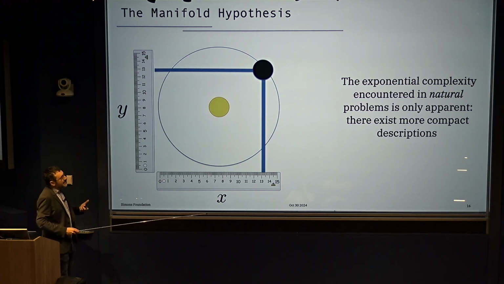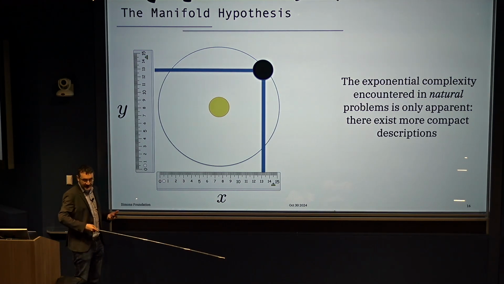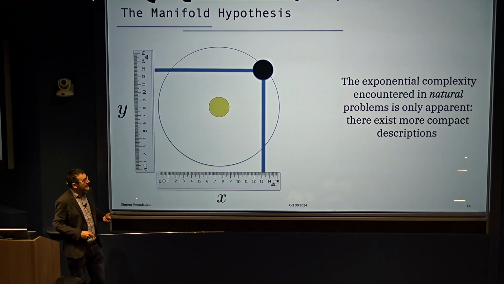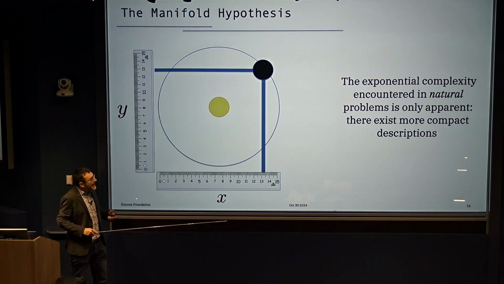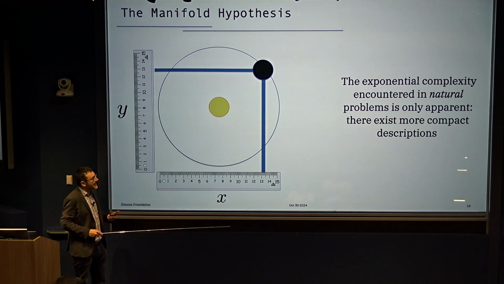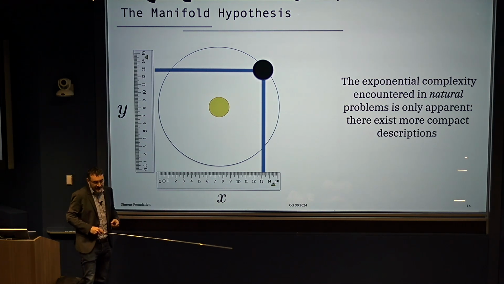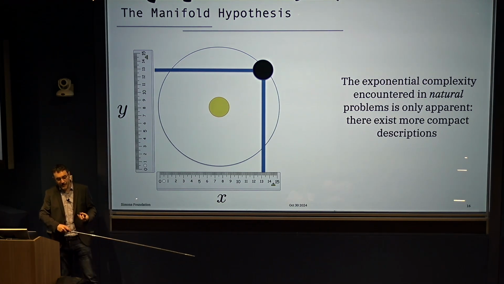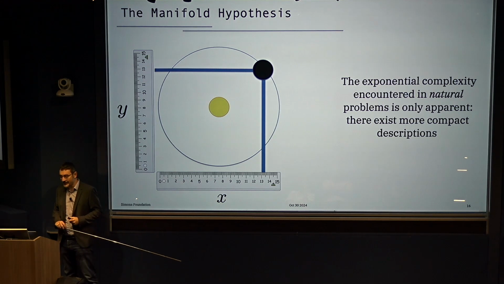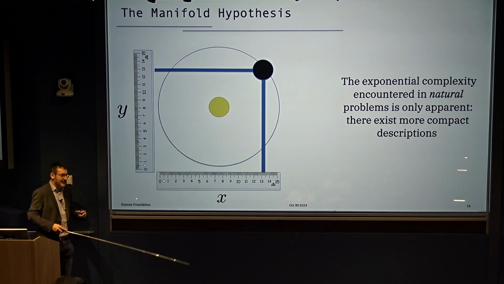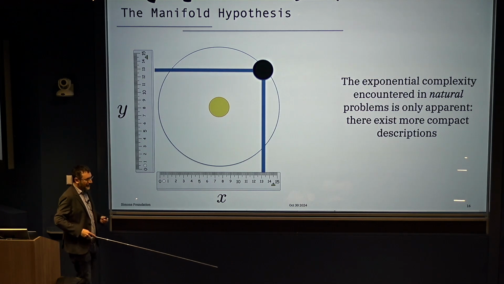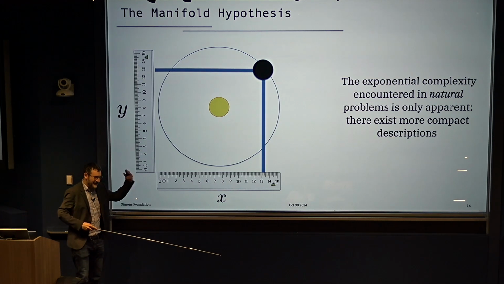So it's this idea that this nominal exponential complexity that we see in many natural or, again, human-made phenomena might be only apparent, in the sense that there exist maybe some more compact or more economical ways of describing these phenomena that do not involve an astronomically large number of degrees of freedom, an astronomically large number of, for example, wave function amplitudes.